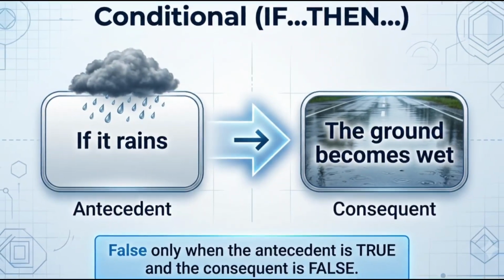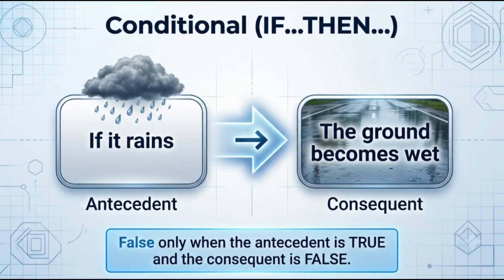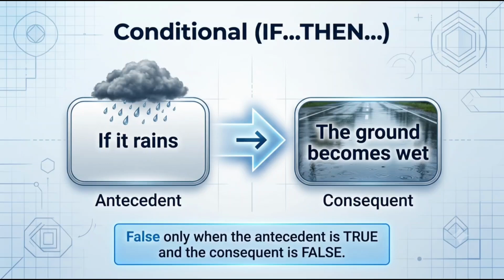The fourth connective is the conditional, represented by an arrow. It expresses an if-then relationship. For example, if it rains, then the ground becomes wet. The first statement is called the antecedent and the second is called the consequent. The conditional is false only when the first statement is true but the second statement is false.